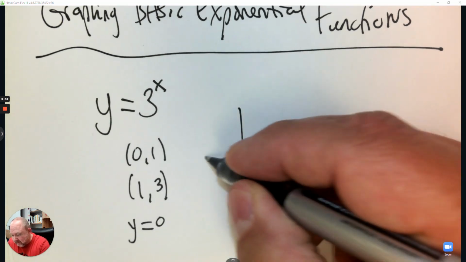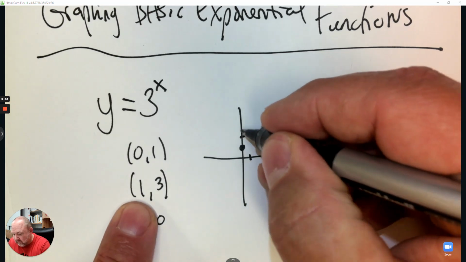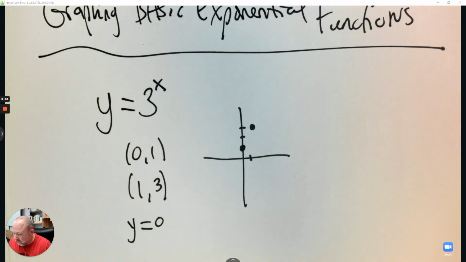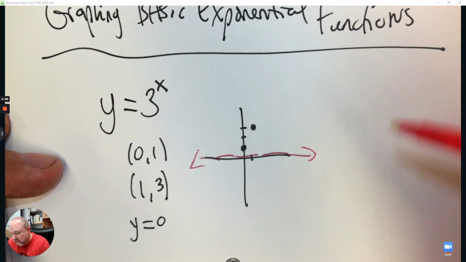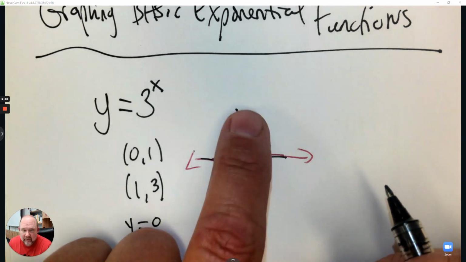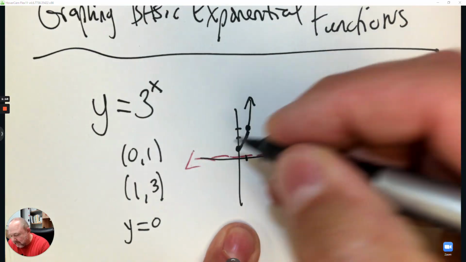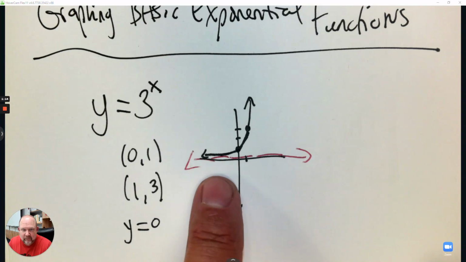So when I graph this, I start with the point (0, 1), and then the point (1, 3), and put those on my graph. Then the asymptote will be at 0. Again, an asymptote is twofold. It can tell you what is undefined as well as the end behavior. Then this is going to curve up to the right, and then it's going to follow the asymptote to the left. So there's the curve of an exponential.